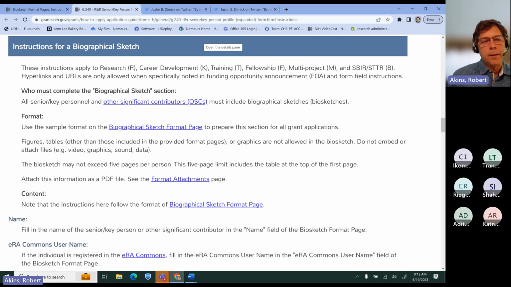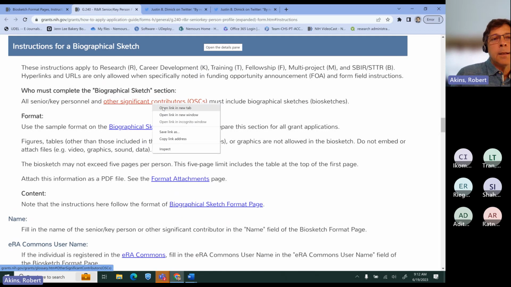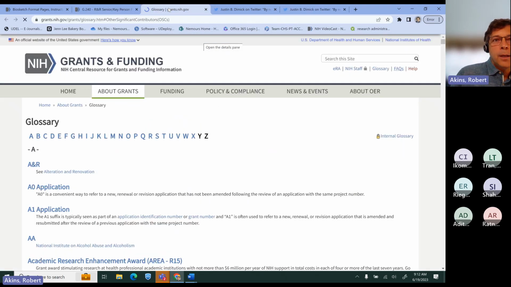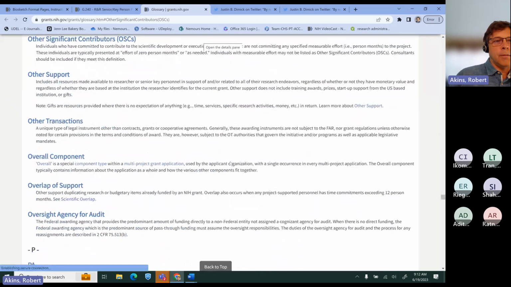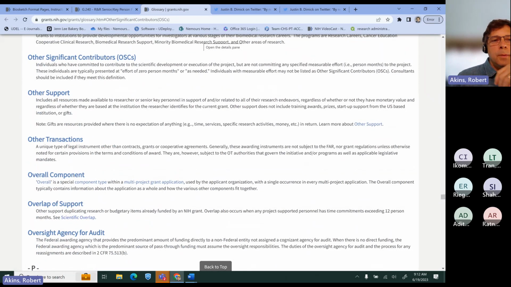There is another category. So senior key personnel, the PI is one of those, have to provide a biosketch. Other significant contributors, and I'm just going to click on that, which is a category that's a little bit confusing. There we go. So these are people, I have something blocked. I hope you don't see that little thing that's blocking this. But these are people that contribute to the development and execution, which would typically make them key personnel, but they're not committing any specified measurable effort, like person months project. So they're usually indicated as 0.